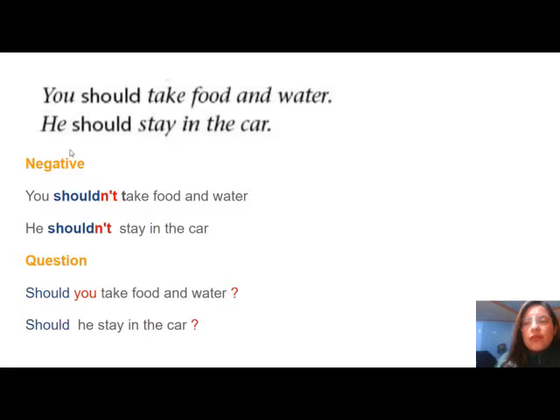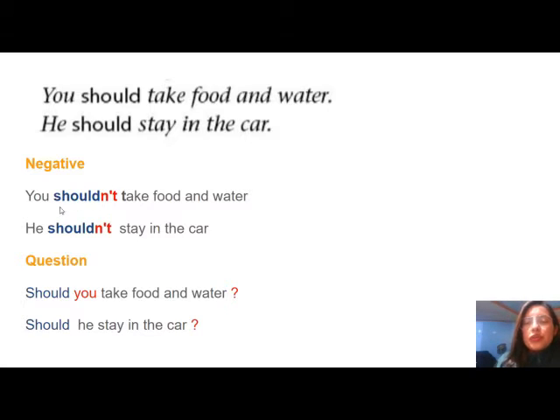Remember, in negative, only you have to change the modal verb should in negative shouldn't. Okay, don't forget that. And the same sentence. For example, look at this. Subject, you, and you is the same. In affirmative, should. In negative, shouldn't. In affirmative, take. In negative, take. The same. In affirmative, food and water. In negative, food and water is the same. Only the thing, la única cosa que cambia es el auxiliar en negativo.